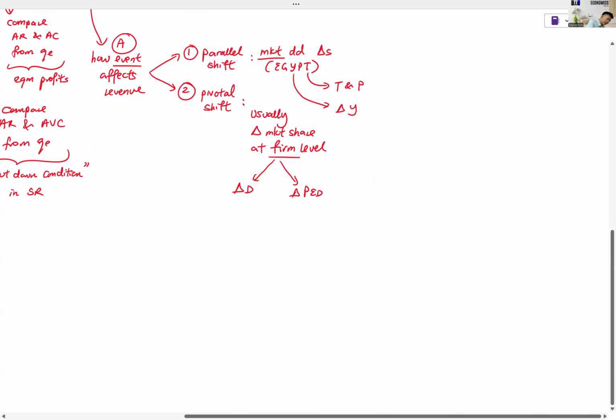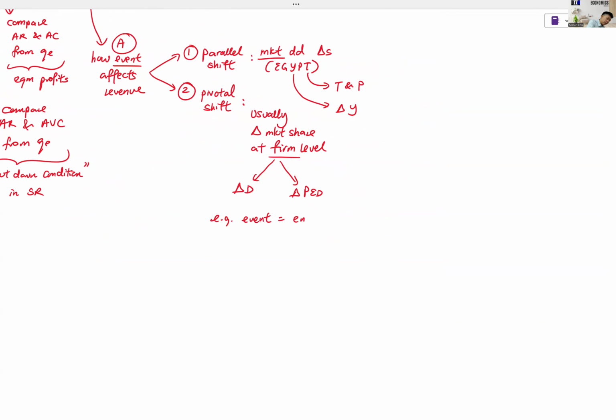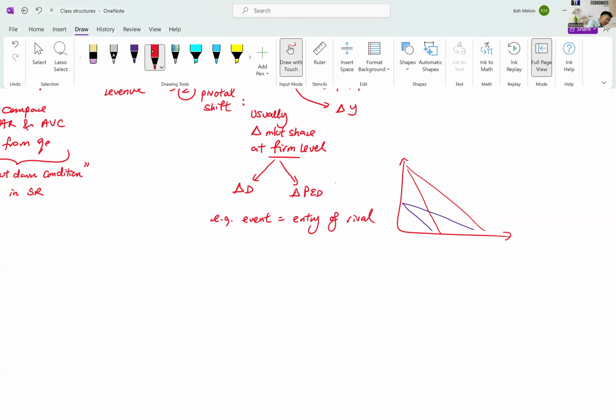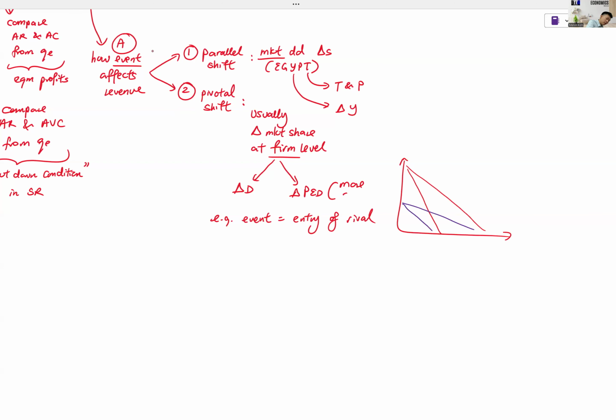So let's say my event happens to be the entry of a rival, a new rival enters the scene, okay? It moves inwards. Gravin, you're absolutely right. It moves inwards and becomes gentler. Okay. Why does it become gentler? Is because more substitutes. Very good. More substitutes.